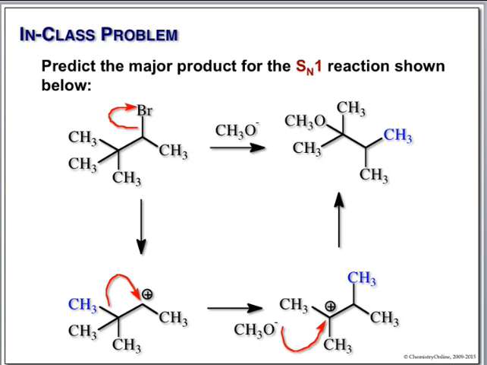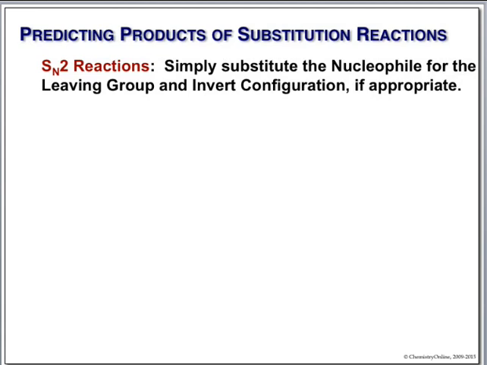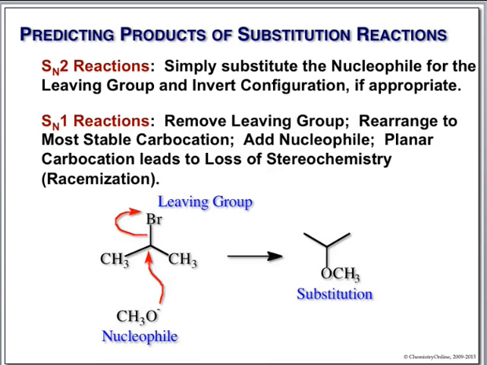All right, well, let's go ahead and just review what we know. For SN2 reactions, if you have a reaction with a primary alkyl halide and it's a simple substitution, all you have to do is substitute the nucleophile for the leaving group and invert the configuration if appropriate. That's real simple. Take the nucleophile, stick it on, leaving group is gone. If it's a chiral center, invert it. That's an SN2 reaction. For an SN1 reaction, you're going to remove your leaving group. You're going to form a carbocation. You're going to rearrange that if necessary to give the most stable carbocation.